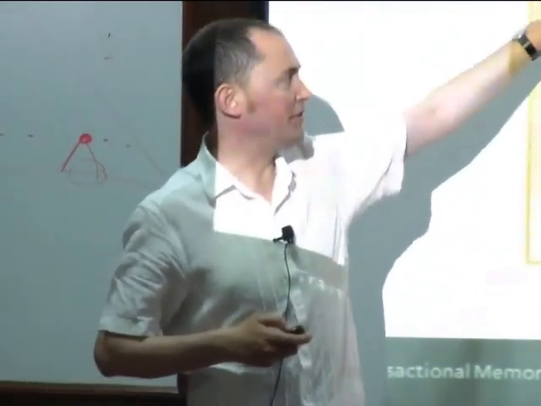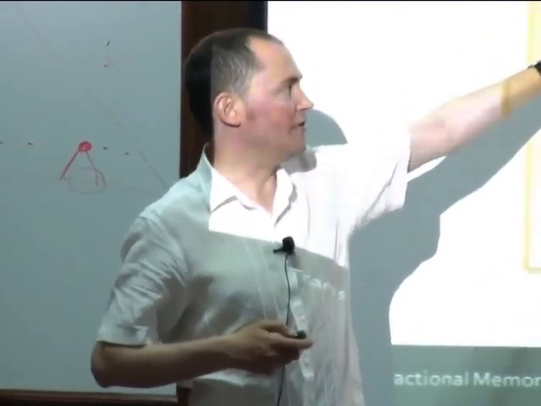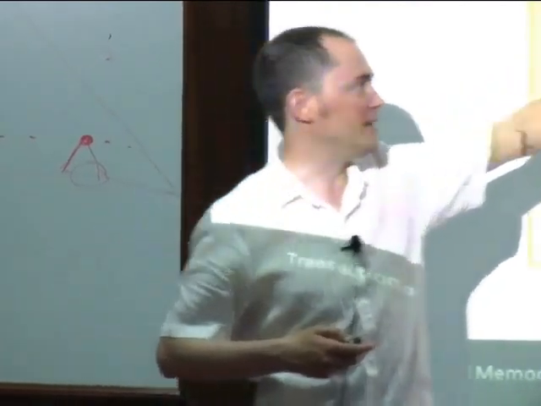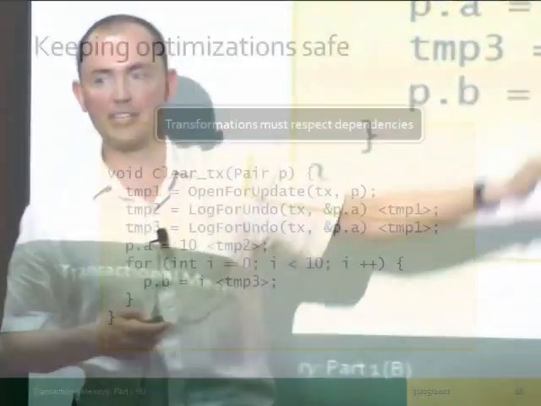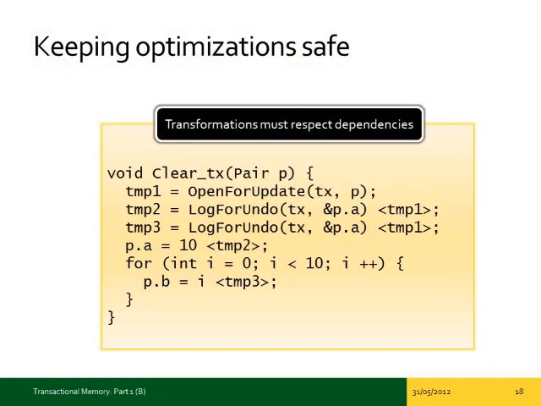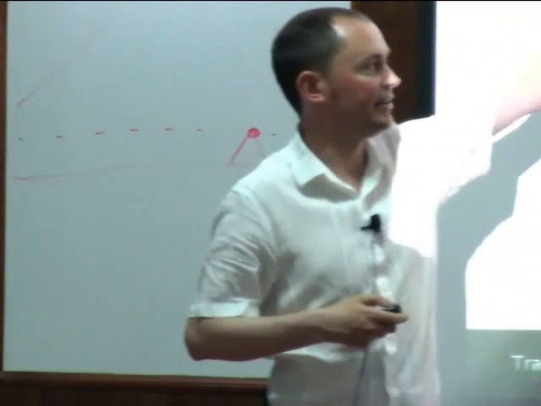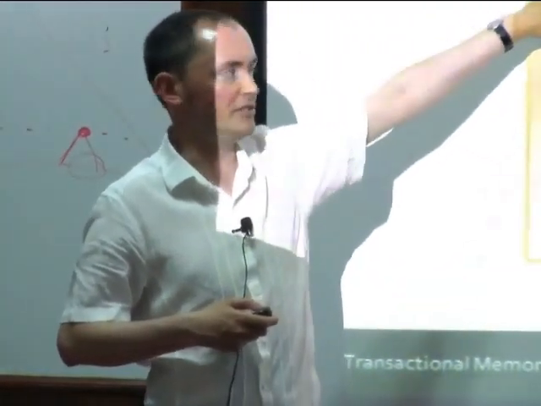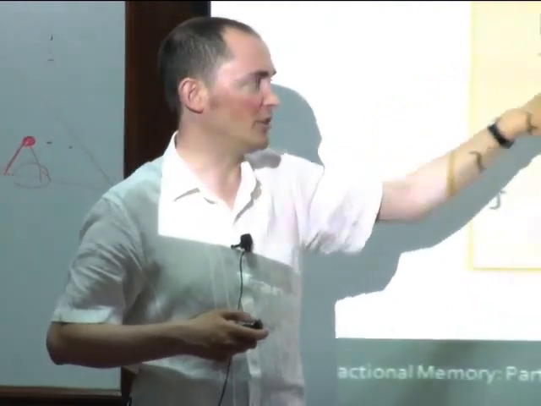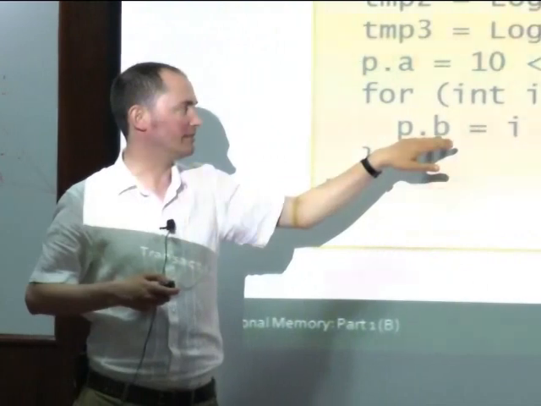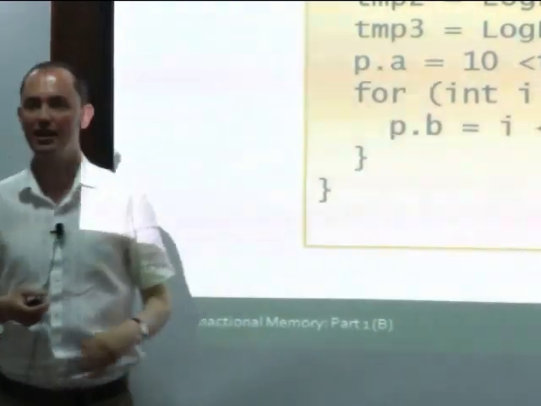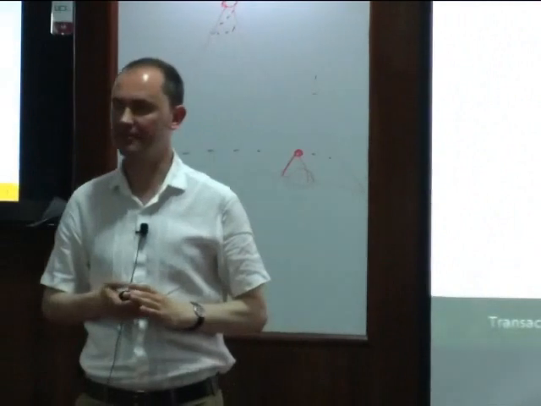And so if we're going to move the store to PA, the loop invariant store, then we have to move all the things that it depends on, which in this case would be temp2, which is the logging operation, which in turn depends on open for update. So we could do a transformation that's going to pull all of those out, maybe pulling the open for update and the two log for undos and the store to the loop invariant field, and just leaving the code genuinely dependent on the loop iteration with the individual logging operation there.